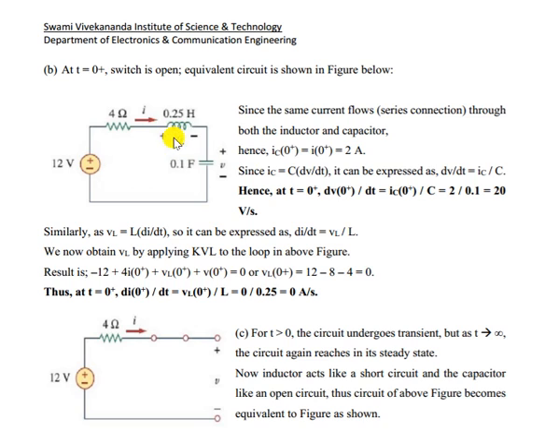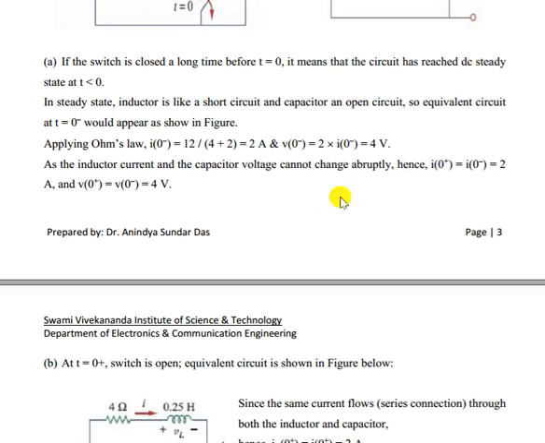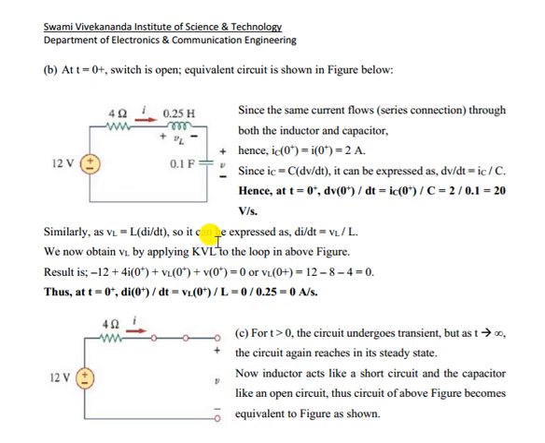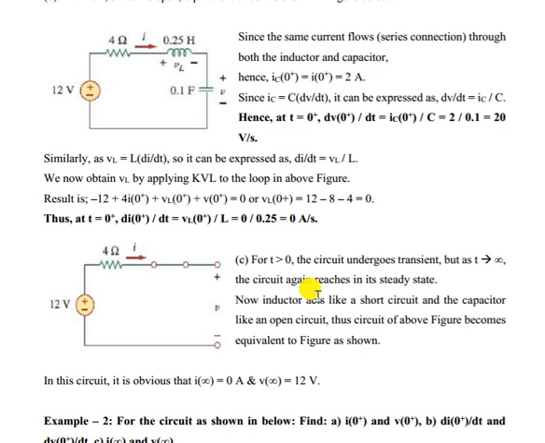Now to find VL(0+), that will be 12 minus 8 minus the voltage across the capacitor, which is 4 volt, so it will be 0. So VL(0+) is nothing but 0 volt. So di(0+)/dt equals VL(0+) by L. VL(0+) is 0, so it will be 0 ampere per second. The unit is ampere per second because it is di by dt; I is ampere, t is second.